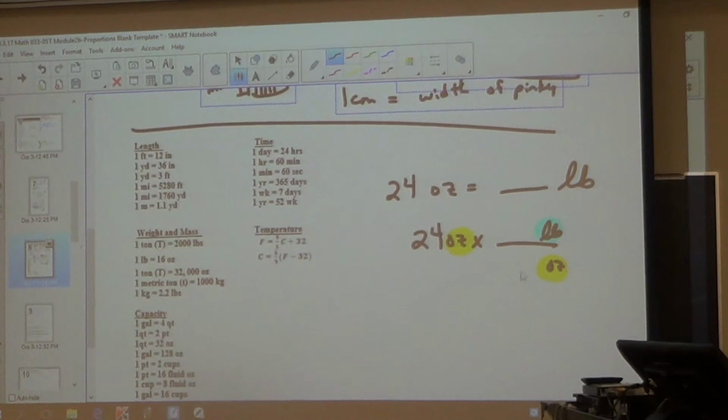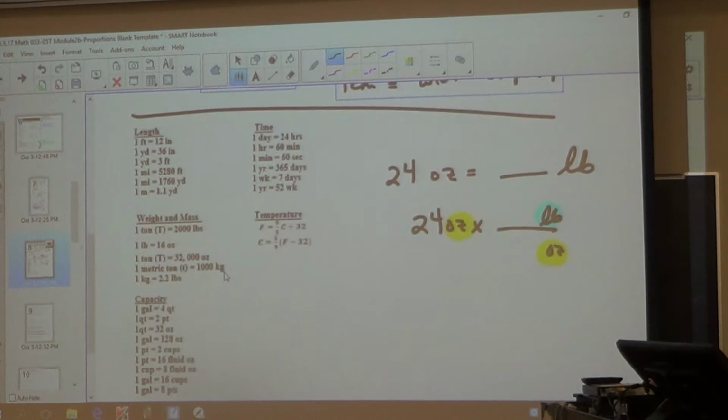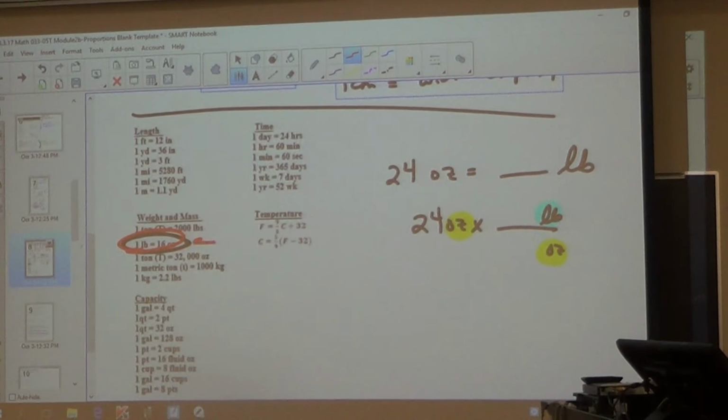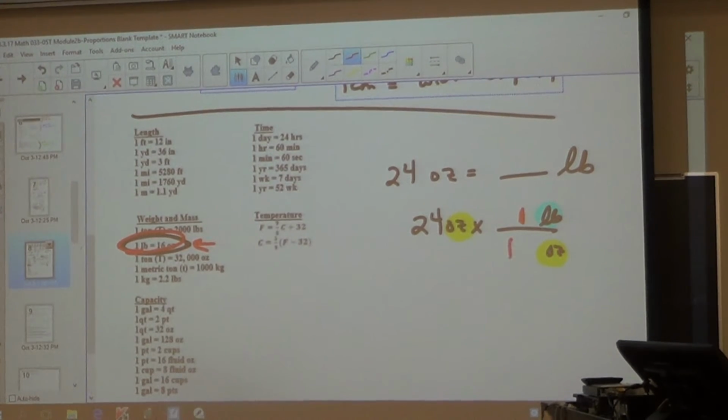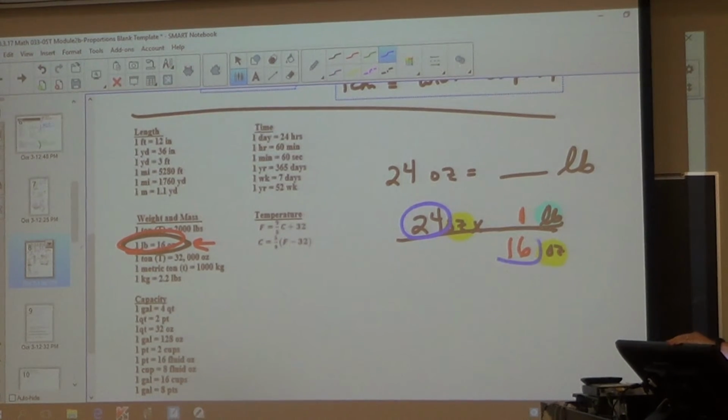Now, this is the something that you want to find on your formula sheet. So we look all over the formula sheet, and there it is, right there. You're going to put 1 beside the pound and 16 beside the ounce. Do you see that you have a number in the top and a number in the bottom? That means you're going to do 24 divided by 16 to get your answer.